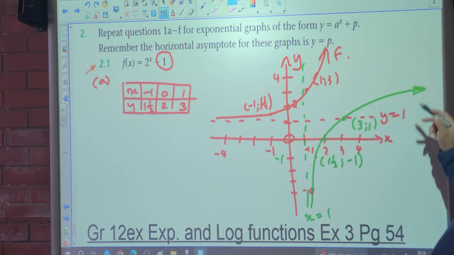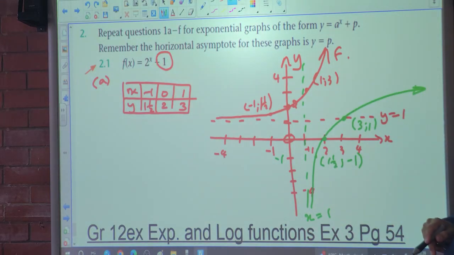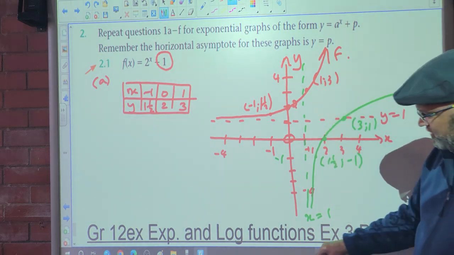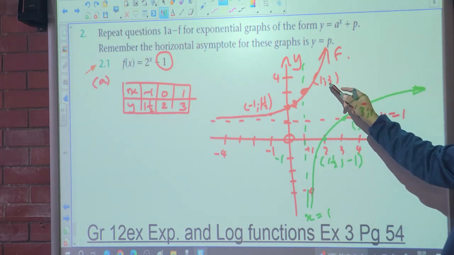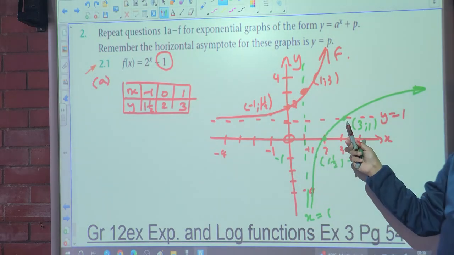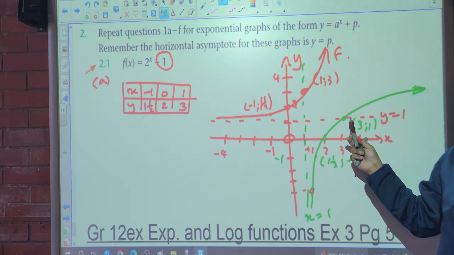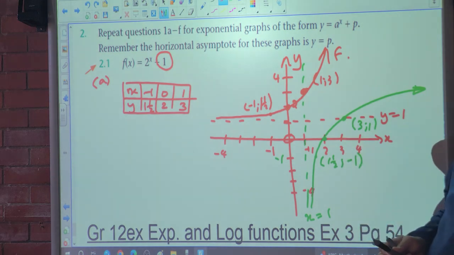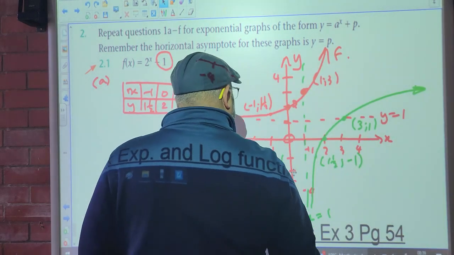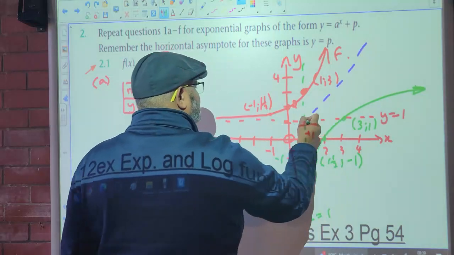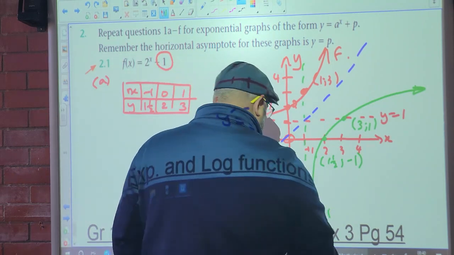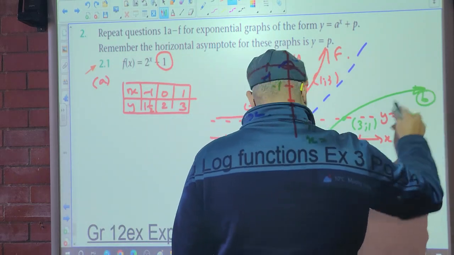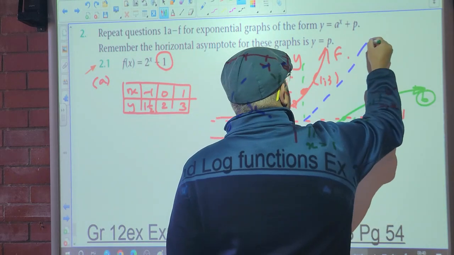So we go through like that. This point here is actually on this asymptote, the asymptote of the inverse function, and that one is on the asymptote of the function. Now this graph is reflected in the line y is equal to x. So this is the answer to B. That's the answer to C.